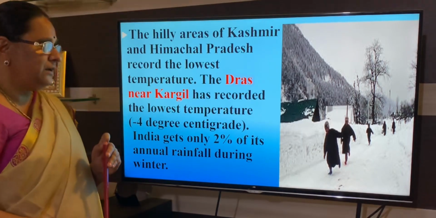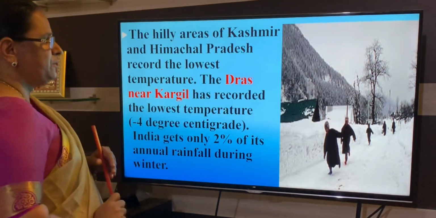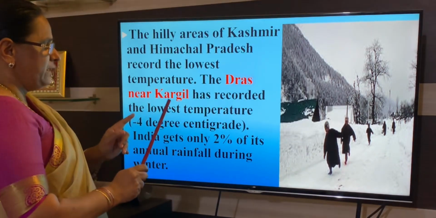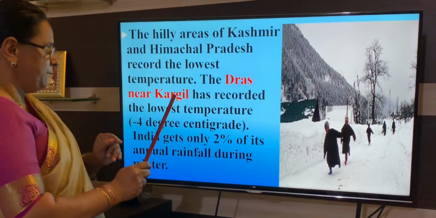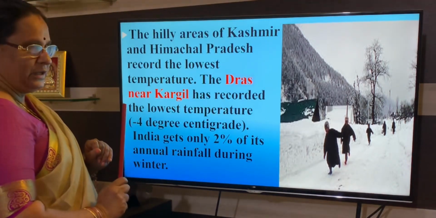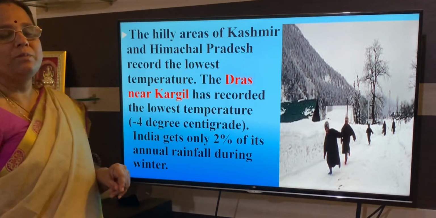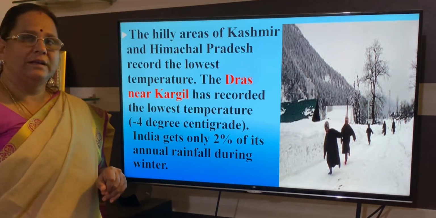So remember, the hilly regions first you have to remember are Kashmir and Himachal Pradesh. And you have to remember the place where the lowest temperature is recorded is Kargil, and it is -4 degrees. And the least rainfall season is 2%. You got it, children? Is that clear now?